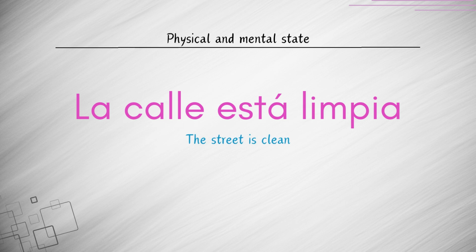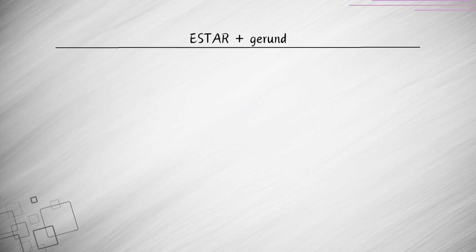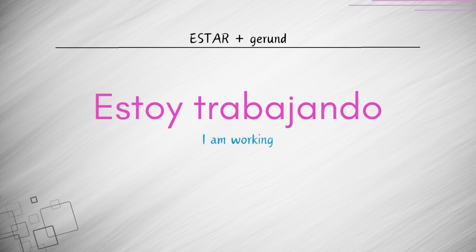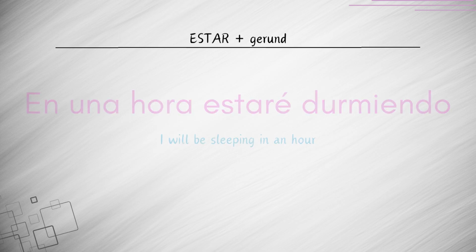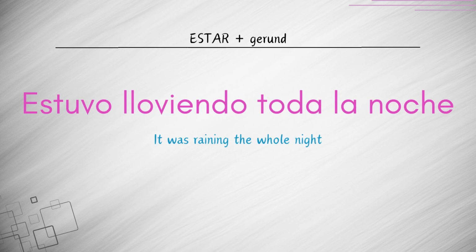The street is clean. You can use the verbo estar to talk about actions that are in progress or that took place in the past. For example, estoy trabajando. I am working. En una hora estaré durmiendo. I will be sleeping in an hour. Estuvo lloviendo toda la noche. It was raining the whole night.